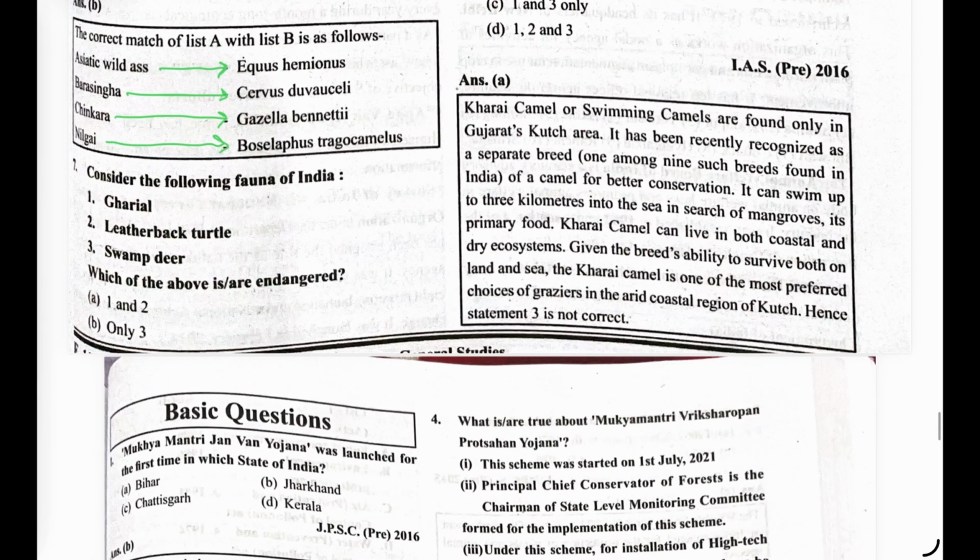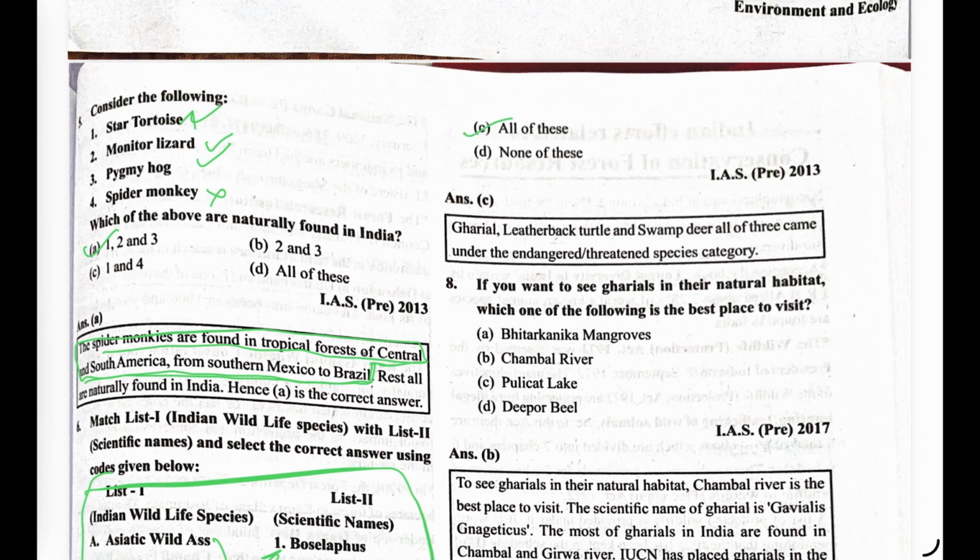Next question: consider the fauna of India. Fauna means animals, flora means plants. So, gharial, leatherback turtle, swamp deer. Which of the above are endangered? So, all of these are endangered species. Gharial, leatherback turtle, and swamp deer, all three come under the endangered or threatened species category.